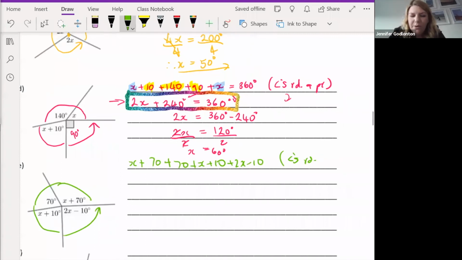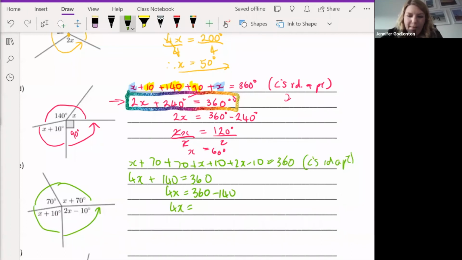Good. Okay, cool. And then simplify that for me. It's going to be 140 plus 4x equals 360. Sorry, I just realized I hadn't written my 360. Angles around a point. Cool. So we've got 4x plus 140 equals 360. Next line. And then it's going to be 4x equals 360 minus 140. Good. And then 4x divided by 4 equals 220 divided by 4. And then x is going to equal 55.